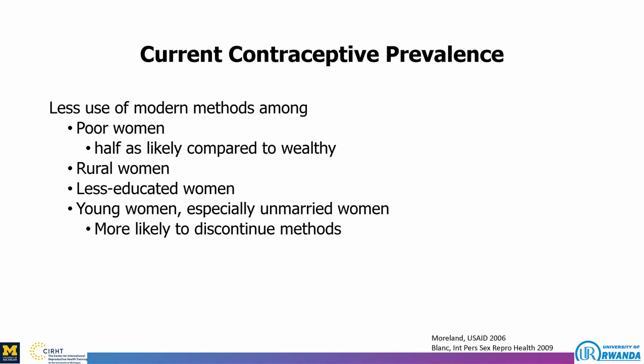The low contraceptive prevalence is a biggest problem among women who are poor, who are half as likely to use contraception compared to wealthy women. Living in rural areas is a major factor, as is being less educated and young, especially unmarried women, who are more likely to discontinue the methods. So the main factors here are when women are poor, live in rural areas, are less educated, and are young, it's the biggest problem.